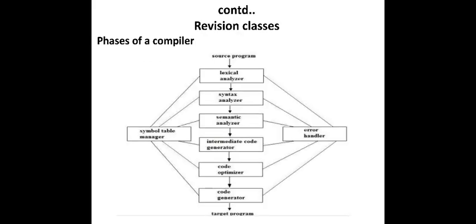So when coming to the revision classes, today we will see the phases of a compiler. We have already seen that there are 6 important phases of a compiler. They are lexical analyzer, syntax analyzer, semantic analyzer, intermediate code generator, code optimizer and code generator, and all these are connected to the symbol table as well as to the error handler.